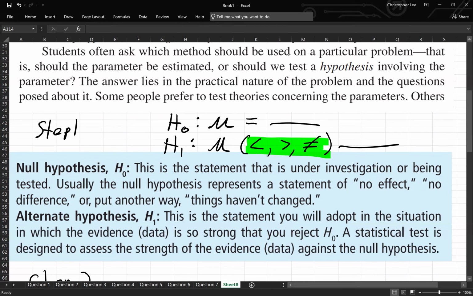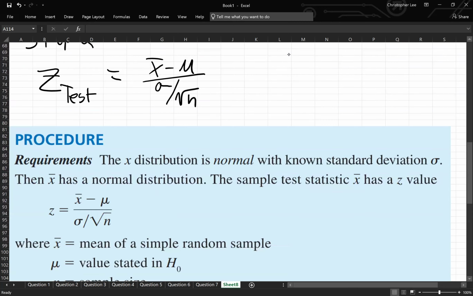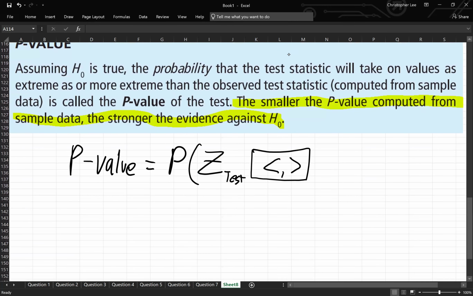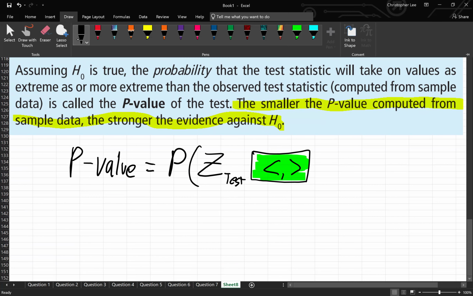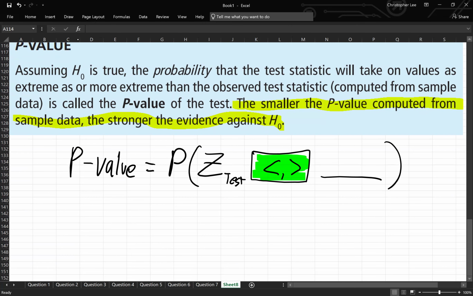So whatever the alternative hypothesis is, the question that's being asked, that's what your probability inequality sign will be for the p-value. And then, of course, whatever you found for the z-test, that numerical number, that's what's going to go here. And then you just look it up like you do any other probability. This is step 3, right?